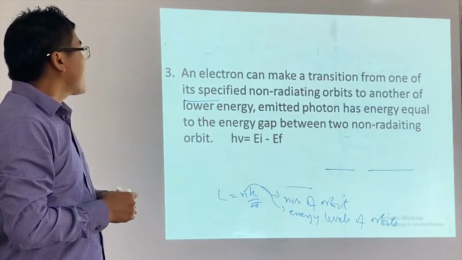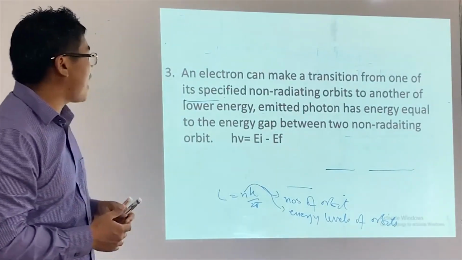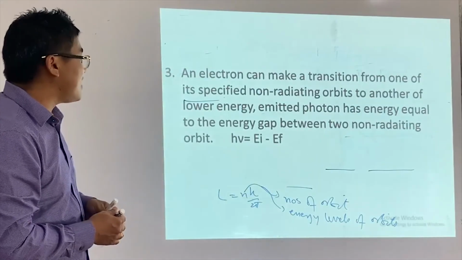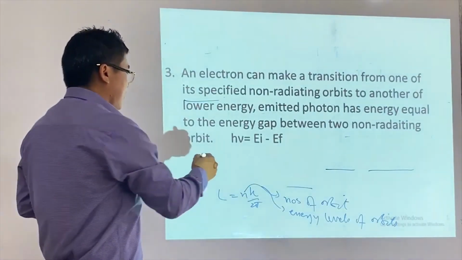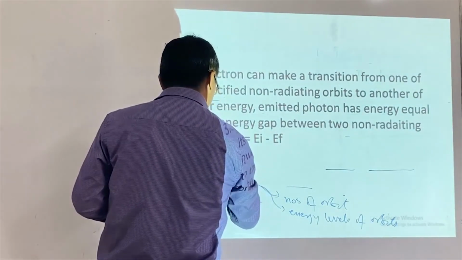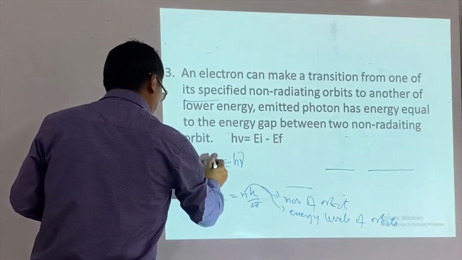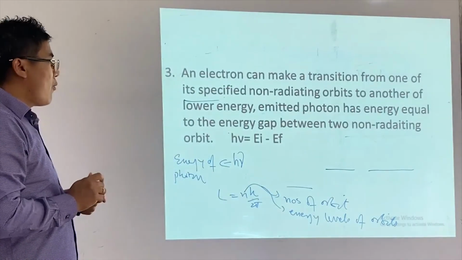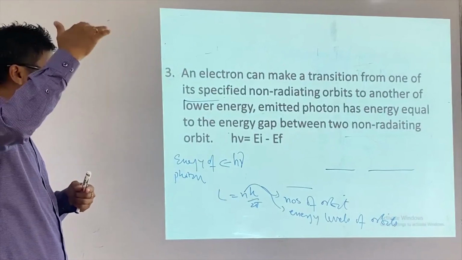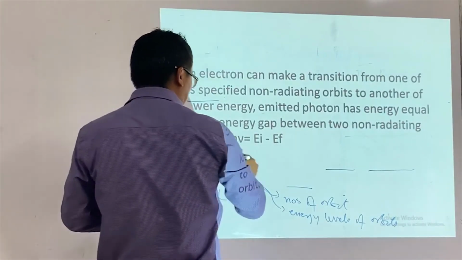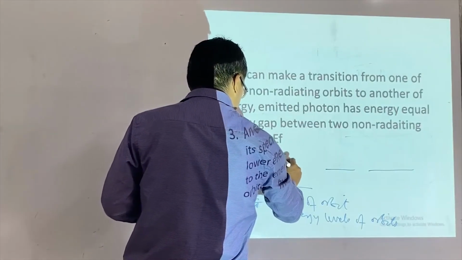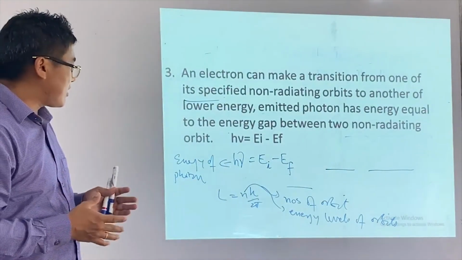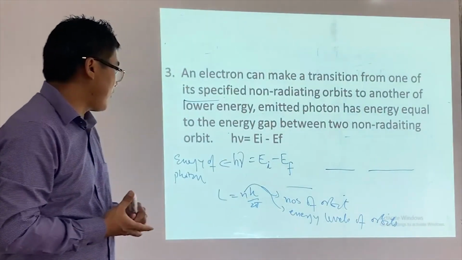So an electron can make a transition from one of its specified non-radiating orbits to another of lower energy. The emitted photon has an energy equal to the energy difference between the levels. So this is the energy of the photon emitted while the electron undergoes transition from higher energy to lower energy, and this is equal to Ei minus Ef. Ei is the higher energy and Ef is the lower energy, right?